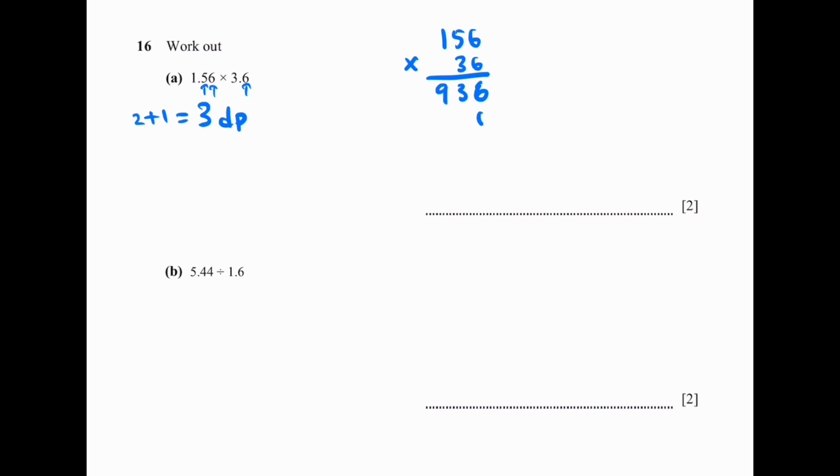9 into 36. And 0 there. 6 threes are 18. Carry over 1. 5 threes are 15. 16 because of the 1. 1 three is 3. With the carry over 1, it will become 4. So 4 6 8 0. Add these two. 6 1 6 5 5 6 1 6. But there has to be 3 dp in this, or 3 decimal places. So it will become 5.616.